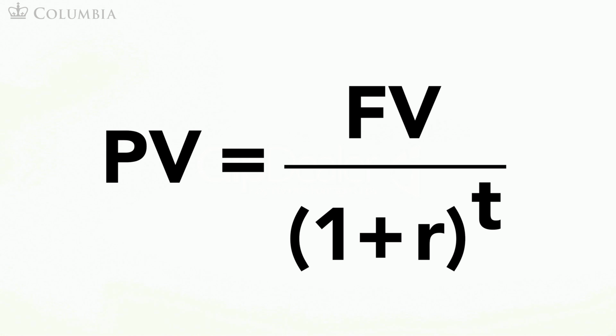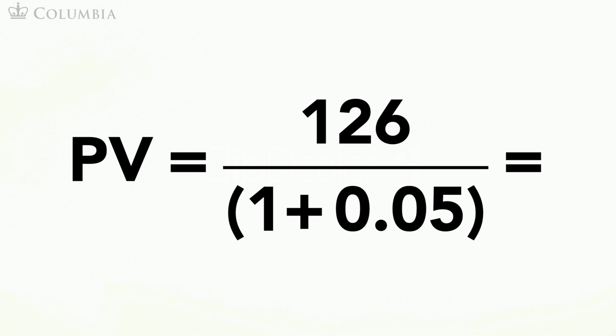The concept of present value is extremely important in finance. Here is the general formula for the present value of an amount, let's call it FV, to be received T periods from now when the rate of return per period is R. The process of computing the present value of a future cash flow is called discounting, and the rate of return used for discounting is called the discount rate. In this example, we discounted 126 to the present using a discount rate of 5%.